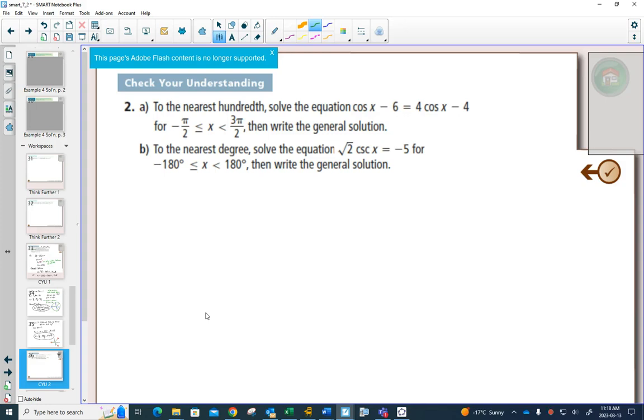If our first question was non-calculator, if you want to make a note, this question would be on a calculator test. 2a looks very similar to 1a in that you have some like terms. We have a cos. We would like to isolate that to get it by itself.